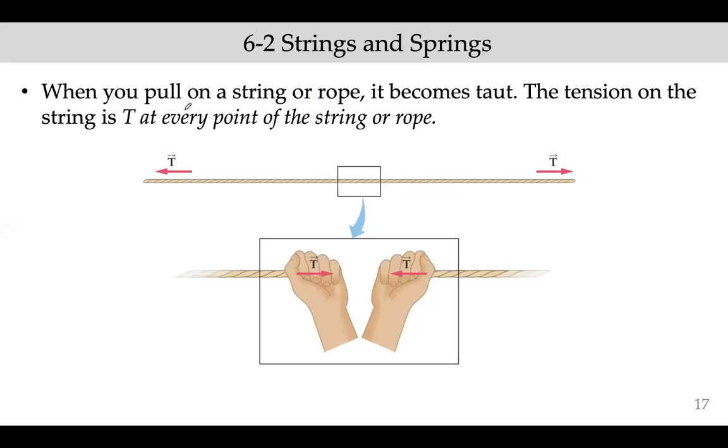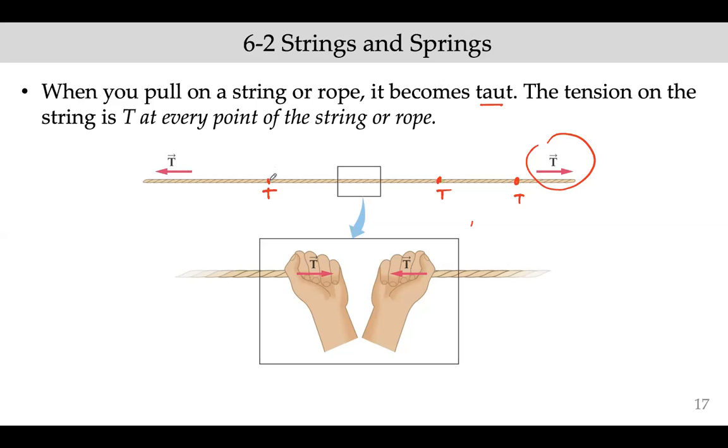Okay, let's move to the next section, which is about strings and springs. So let's say you have a rope like this. It could be a rope, it could be a string. When you pull on a string, let's say you're pulling from both sides with force tension T, it becomes taut, it becomes tense. So the tension on the string is T at every point of the string or rope. So if the tension here is T, it's a force. At every point, it's T.